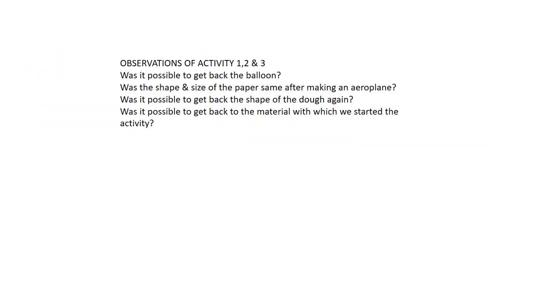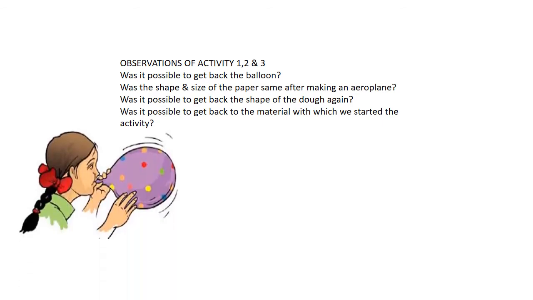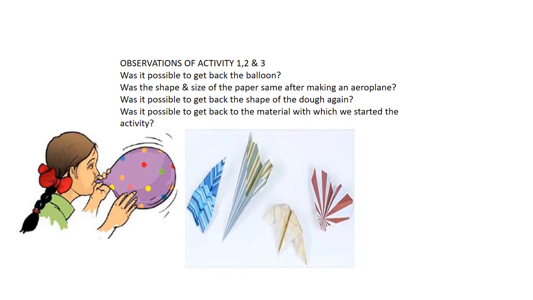Correct? So now observations of activity 1, 2 and 3. In the first activity, that was blowing the balloon, was it possible to get back the balloon? Yes, we were able to get the balloon back. Okay. In the second activity, was the shape and size of the paper the same after making an aeroplane? You made an aeroplane and again you unfolded it. At that time you got the same paper back again. Right?